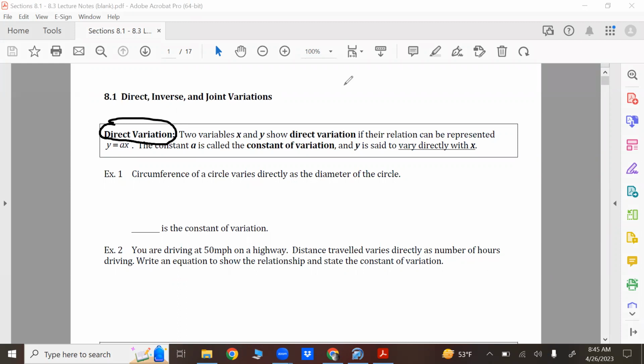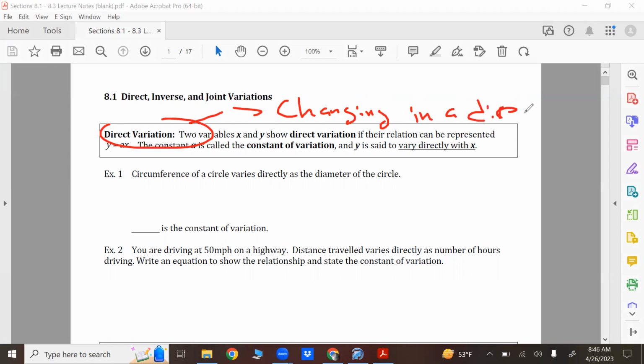And then variation. When you hear the word variation, what do you think of? Multiple variables. Also change, right? Like how things are varied, right? Because variables change, right? So we're looking at things changing directly. So this is what this is all about. It's about things changing in a direct manner. If that makes sense.